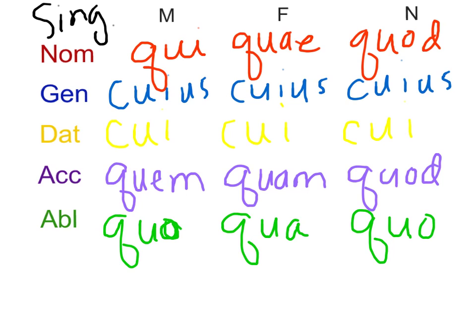So let's start again. Qui, quae, quod. Cuius, cuius, cuius. Cui, cui, cui. Quem, quam, quod. Quo, qua, quo. Very good. Practice that a few times. You'll have it down, and then you'll do 100% on the quiz over this.